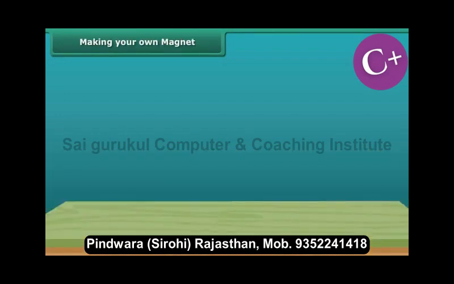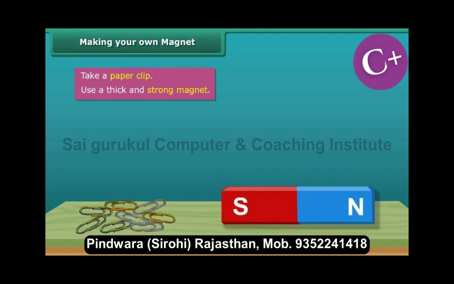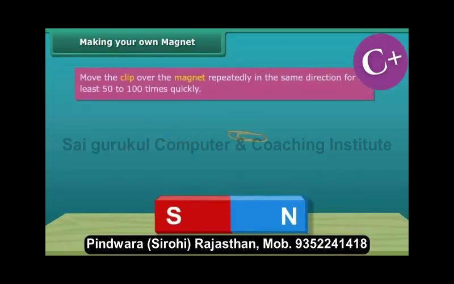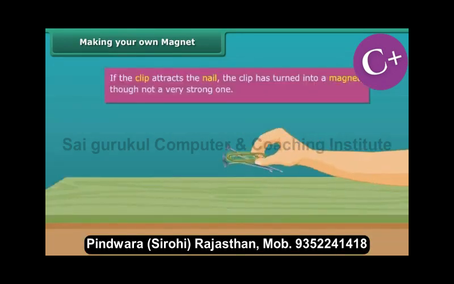Making your own magnet. Let us look at the steps to create your very own magnet. Let's take a paper clip. Use a thick and strong magnet. Move the clip over the magnet repeatedly in the same direction. Perform this step 50 to 100 times. The movement needs to be quick. Now, to check whether the magnet is ready, bring a nail close to the clip. If the clip does not attract the nail, then continue the same process for some more time.